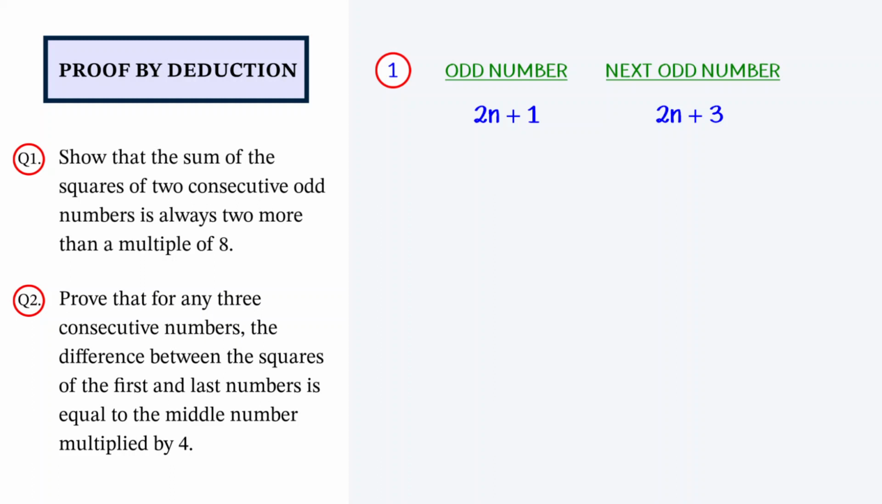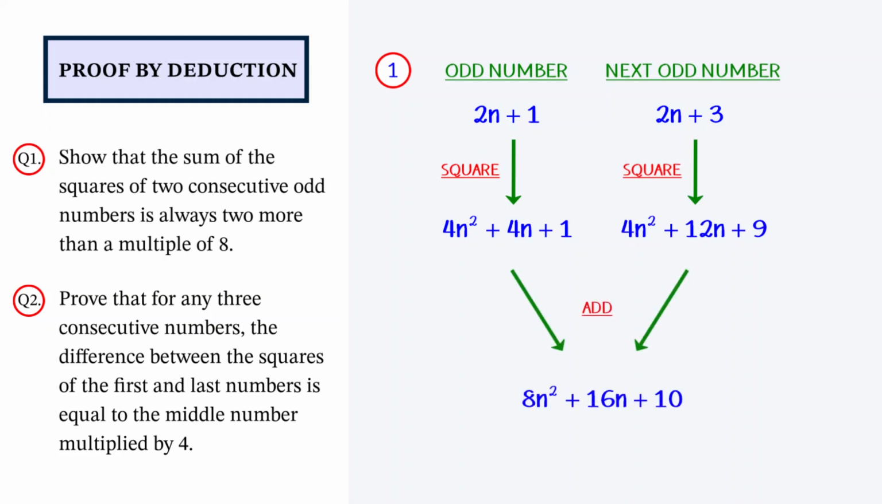So 2n plus 1 squared gives 4n squared plus 4n plus 1. And 2n plus 3 squared gives 4n squared plus 12n plus 9. And if we then add these 2 together, we get 8n squared plus 16n plus 10. Okay, so we now have to show that this quadratic expression is 2 more than a multiple of 8.